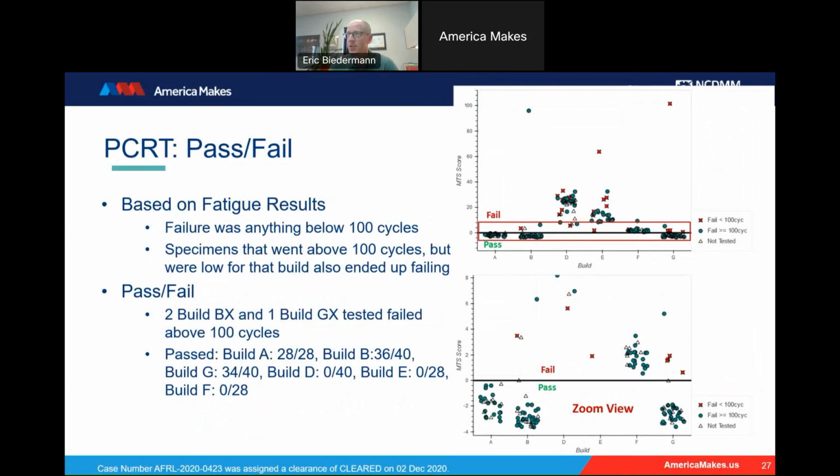And we saw similar results for fatigue testing. We set a limit of 100 cycles for pass or fail in fatigue. And we found that just about all the nominal parts passed. They had acceptable fatigue performance, and PCRT passed them as well. Build B did better in fatigue than it did in tensile. Majority of those passed, and PCRT reflected that as well, along with build G. And then D, E, and F all had high rates of failure.